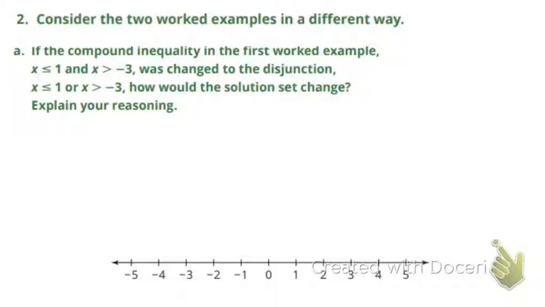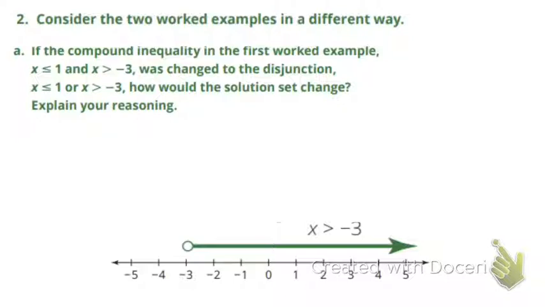So it says, consider the two worked examples in a different way. If the compound inequality in the first worked example was changed to a disjunction so that it said or instead of and, how would the solution set change? And explain your reasoning. So what we're going to do is go ahead and graph both of those separately. So we have the two inequalities. x is greater than -3, so I'm going to go ahead and plot that. Then I'm going to have x is less than or equal to 1, and I'm going to plot that.